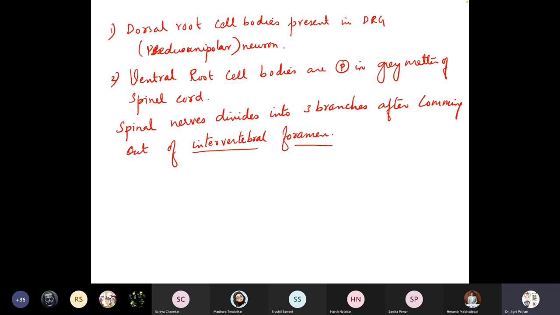Cell bodies, you don't know? Neuron cell bodies, cyton, are called cell bodies. Cyton is a gray matter.